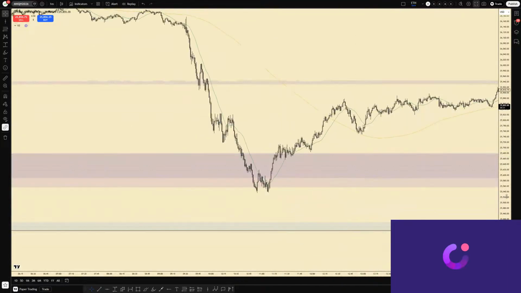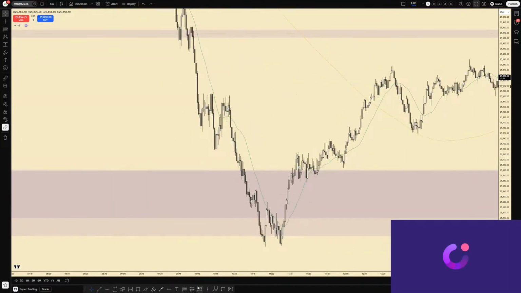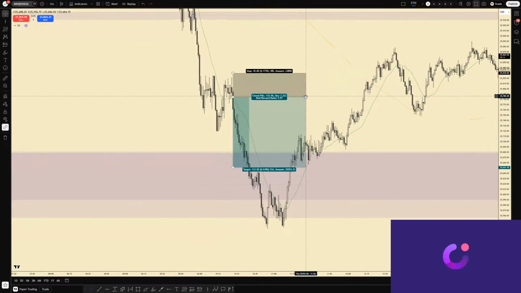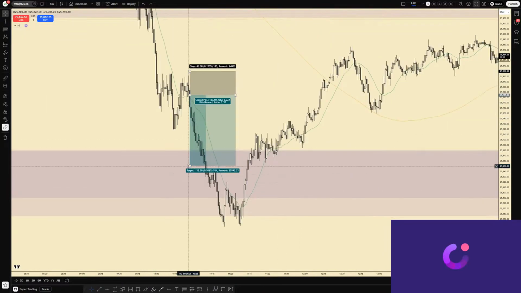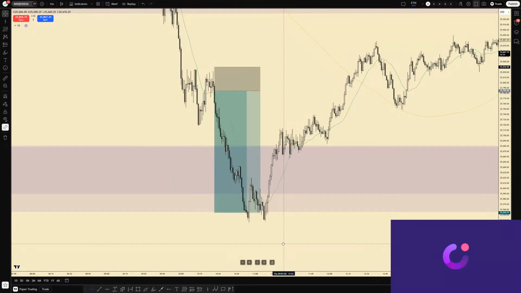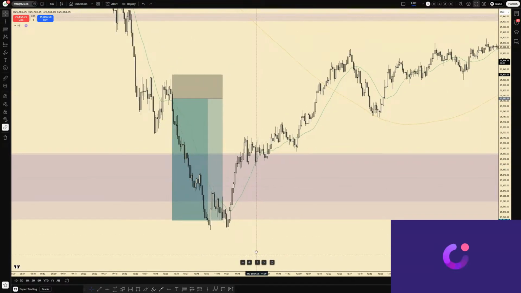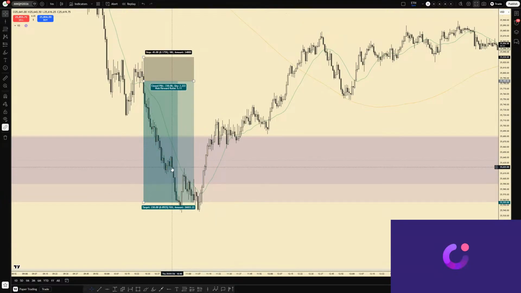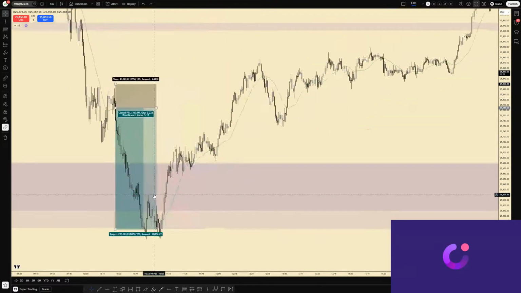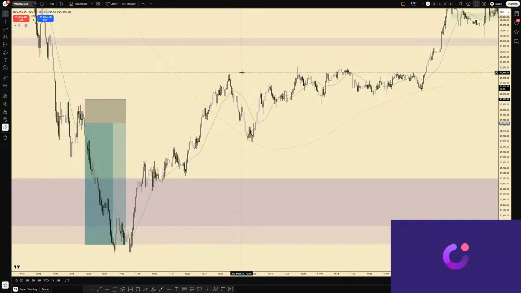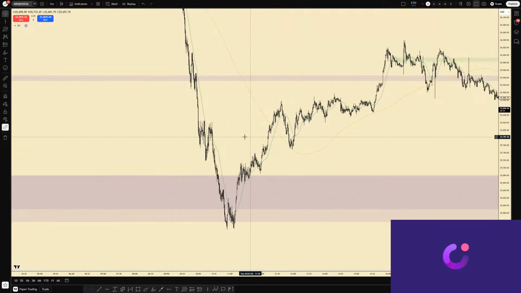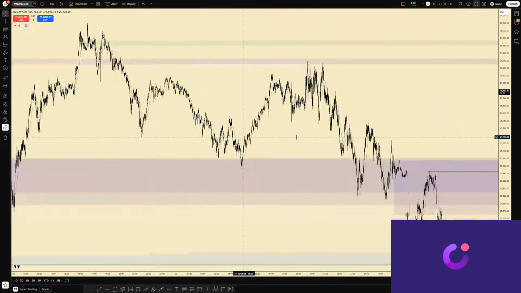So let's say you took a short setup over here. Let's say you took something like that, and price came to these levels. Would you prefer to trail your stop over here, or would you prefer to keep carrying this position? I would prefer to just take my profit and get out.